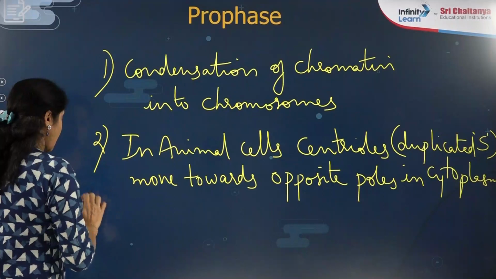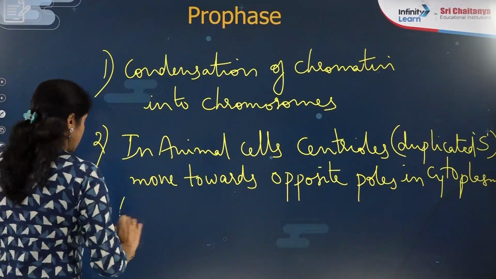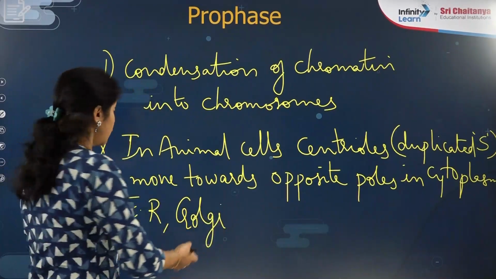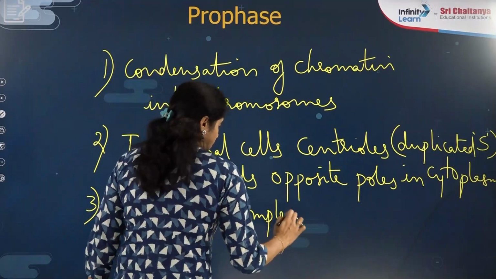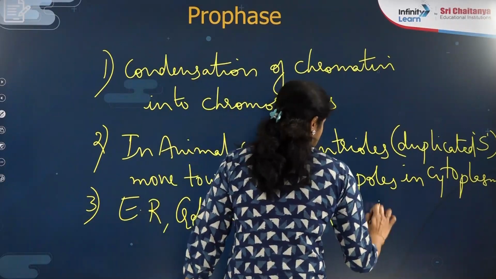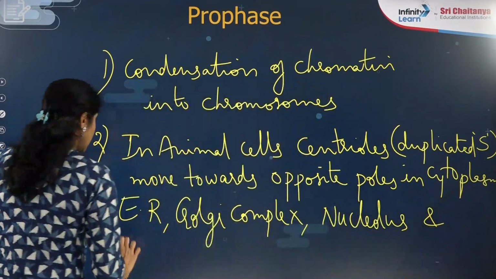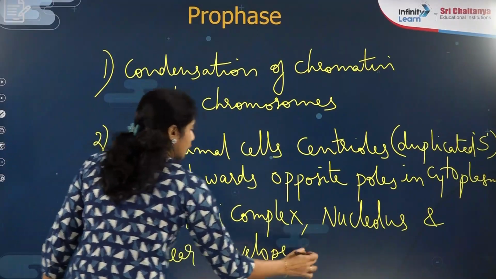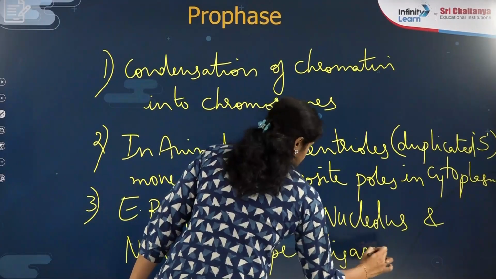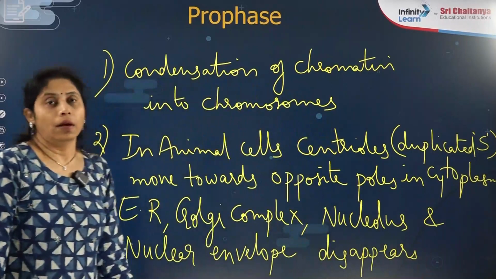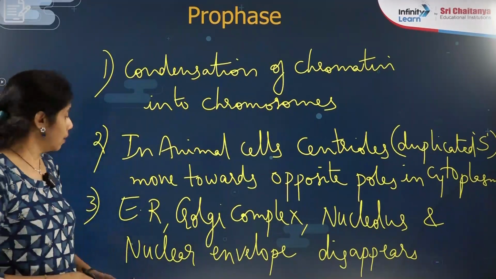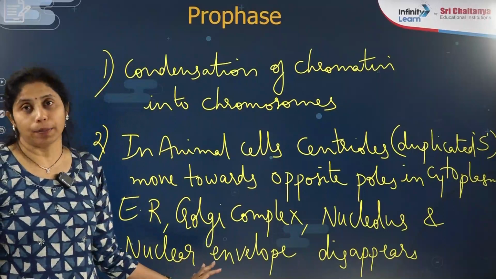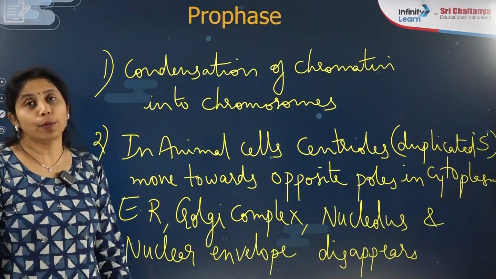The third event which will happen in the prophase is that the ER, endoplasmic reticulum and Golgi complex, nucleolus and nuclear envelope disappear. So the prophase end will be marked by the disappearance of ER, endoplasmic reticulum, Golgi complex, nucleolus and nuclear envelope. So these three are the major events which will happen in the prophase.